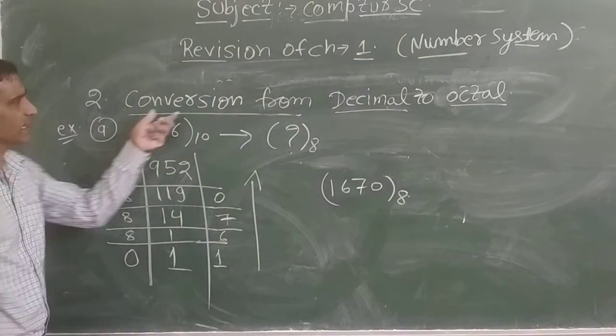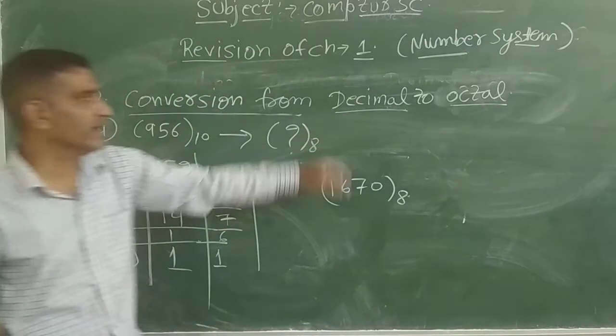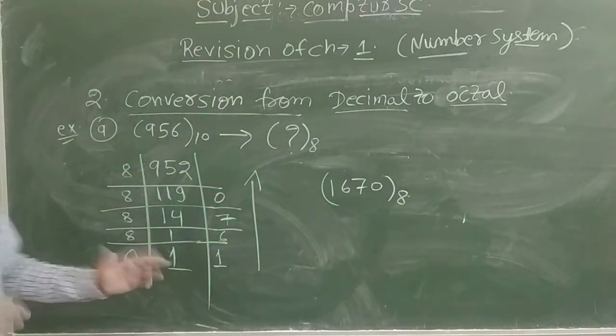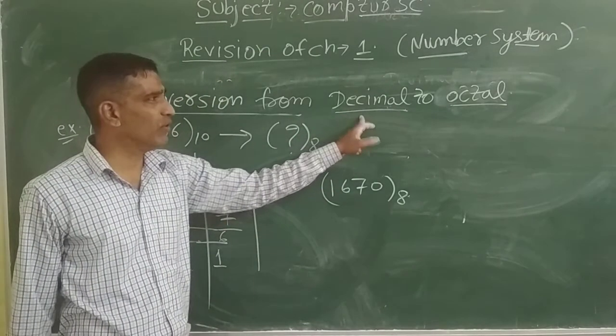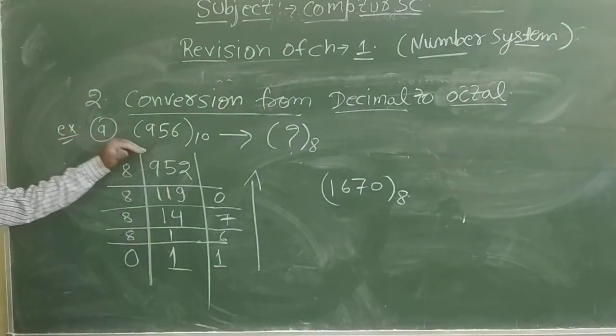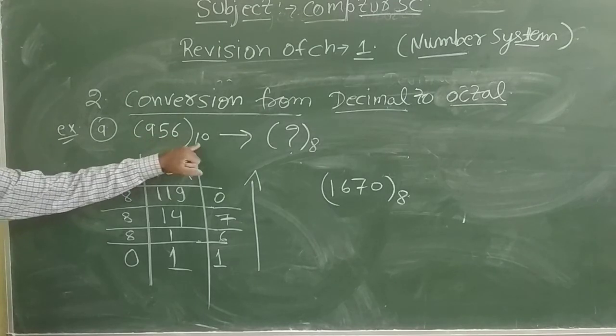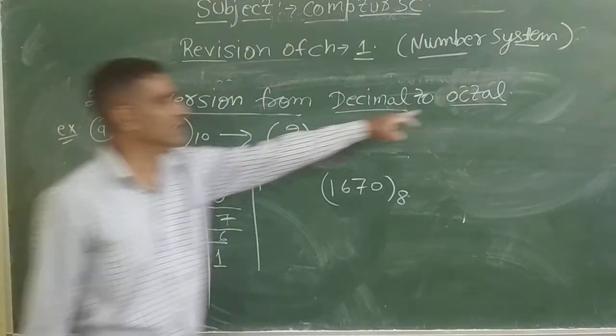Now students, the second topic is conversion from decimal to octal. Again we have to notice that we have to convert decimal form into octal form. So we have to write an example. The example is 956. It is a decimal number because the base is 10, and we have to convert it into octal.